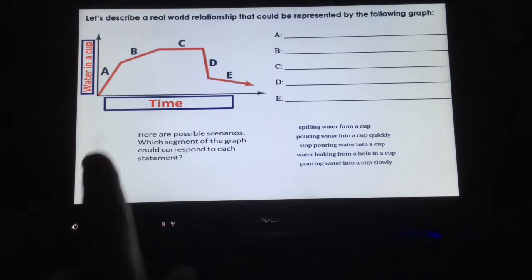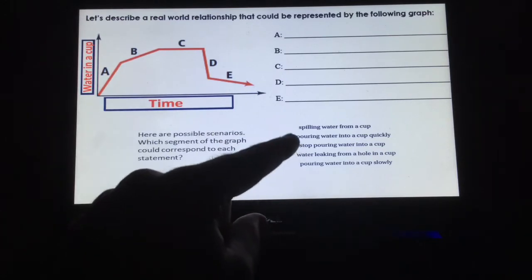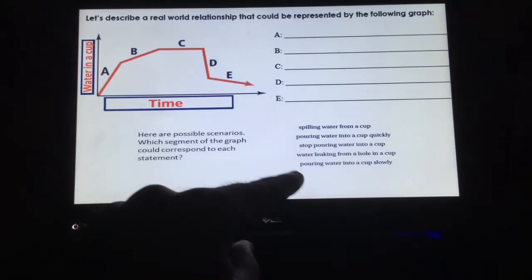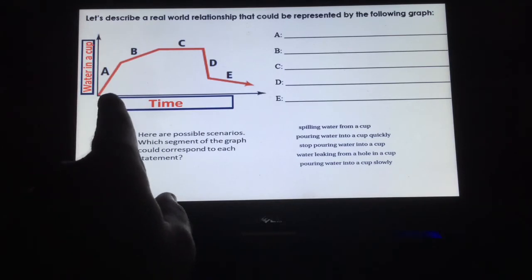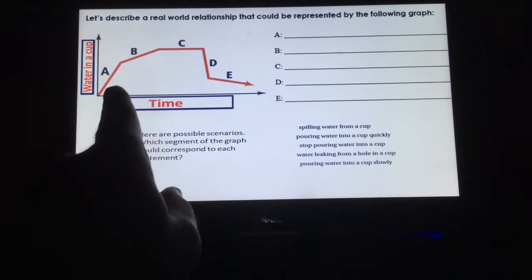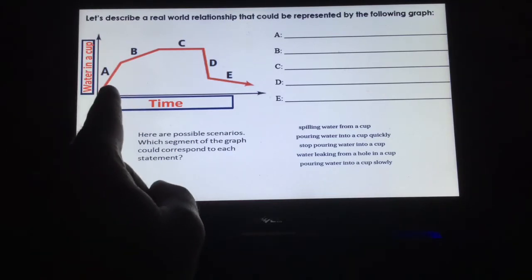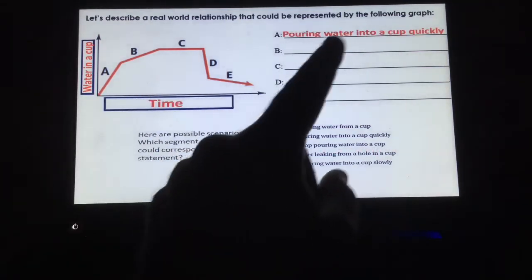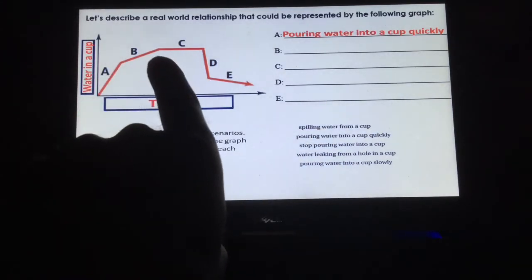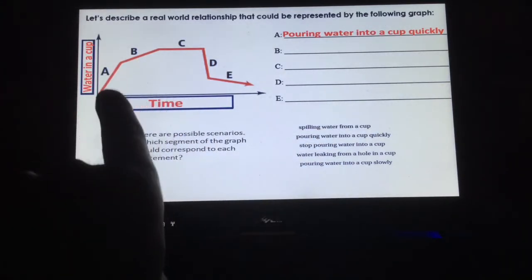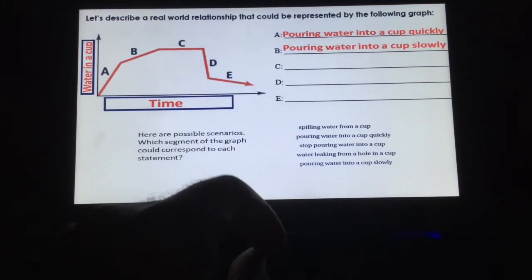Now, like I said, there's two sections over here where the water is increasing. So we have pouring water into a cup quickly, pouring water into a cup slowly. Over here, since A shows that it's increasing at a smaller amount of time, that means that's going to be the pouring water into a cup quickly. Over here again, we're still pouring water into the cup, but it's not going as fast as it did in A, so this would be pouring water into a cup slowly.